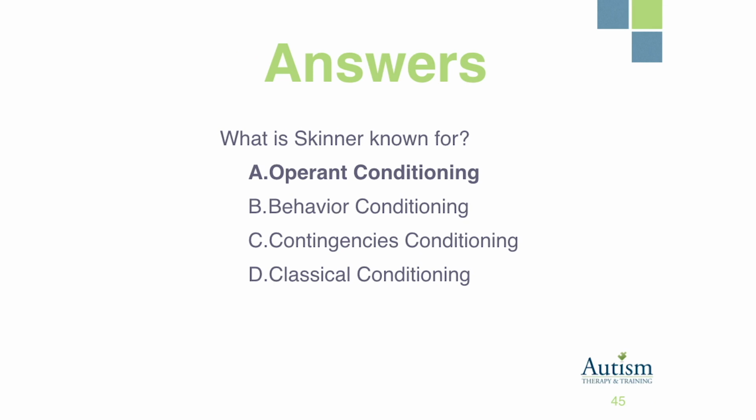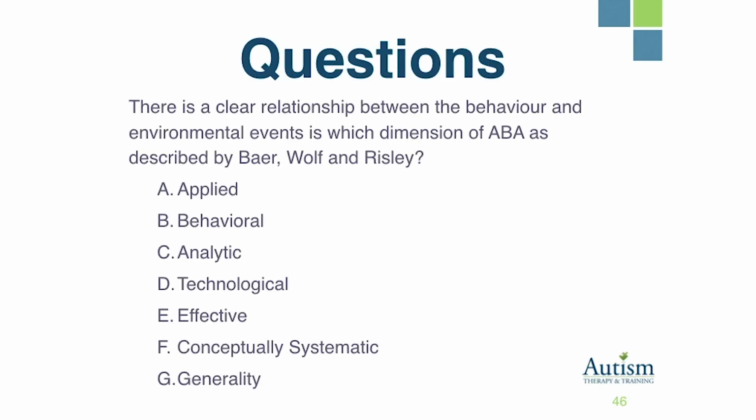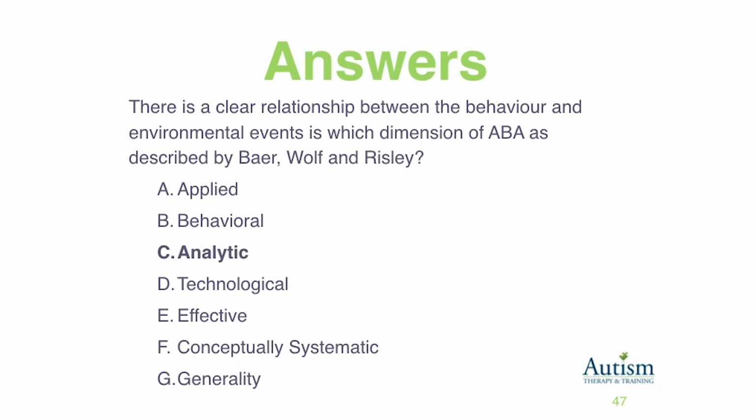Operant conditioning. There is a clear relationship between the behavior and environmental events. Is which dimension of ABA as described by Bear, Wolf, and Risley? A. Applied, B. Behavioral, C. Analytic, D. Technological, E. Effective, F. Conceptually systematic, or G. Generality. And the correct response is C, analytic.